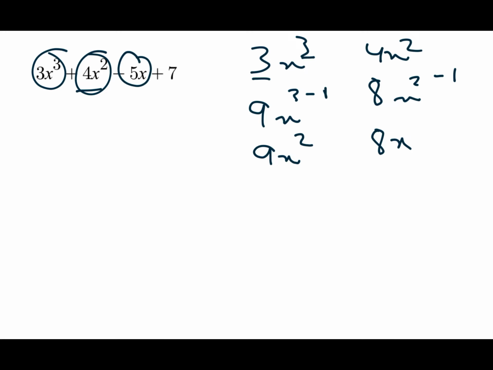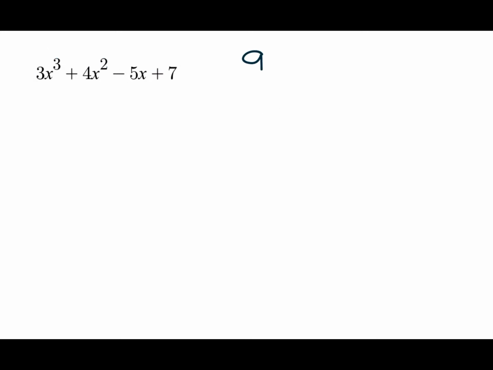We have negative 5x, right? Negative 5x. So it's x to the power of 1, right? So multiply the coefficient to the exponent, negative 5. Subtract 1 from the exponent, negative 5, x to the power of 0, negative 5, right? Anything to the power of 0 is 1. And then obviously, constants have a derivative of 0. So for the final answer, we'll have 9x squared plus 8x minus 5.